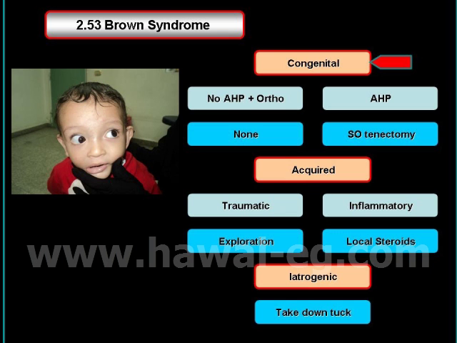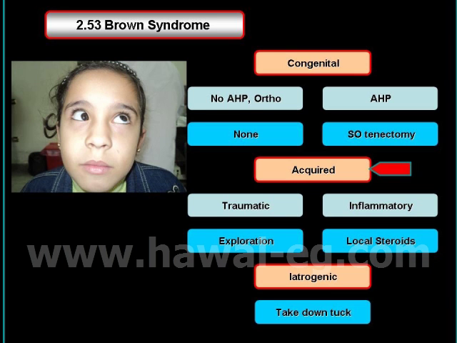Superior oblique tenectomy is the most effective procedure in the treatment of Brown syndrome. However, an iatrogenic superior oblique palsy develops. Acquired Brown syndrome may be traumatic, due to trauma to the trochlea, or due to an inflammatory process in the region of the trochlea. In traumatic cases, exploration of the trochlea must be done to relieve the restrictions, while in inflammatory cases, injection of local steroids may improve the condition.